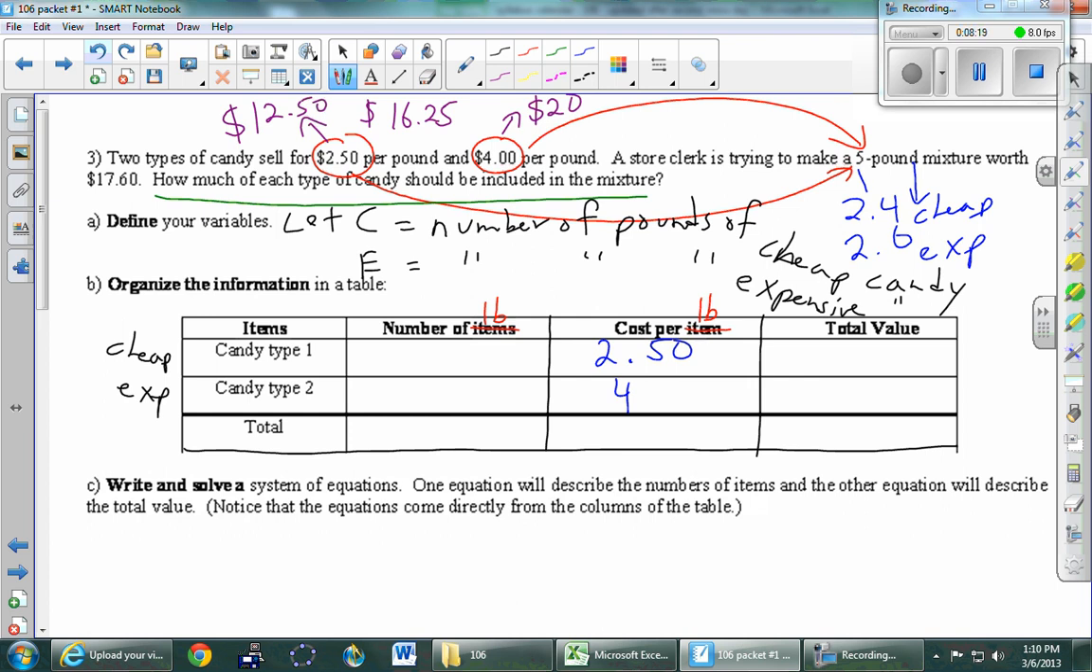And now we're going to fill in. For the cheap candy, how many pounds are we saying? It's a letter. It's C. So that goes right there. C is the number of pounds of cheap candy that we're going to put in the mix. How about right below that? E is the number of pounds of expensive candy we put in the mix. Let's fill in the bottom row. It's a number. It is, but total number of pounds is 5 in this problem.